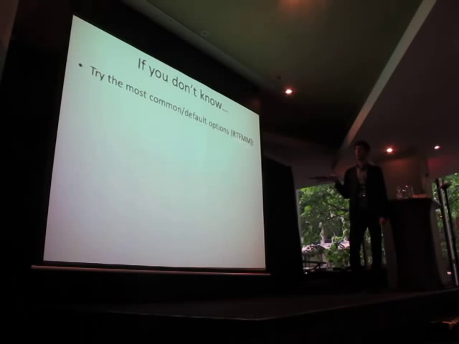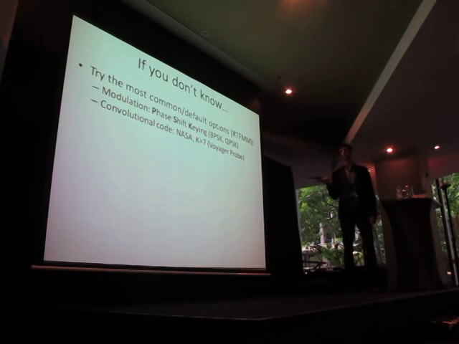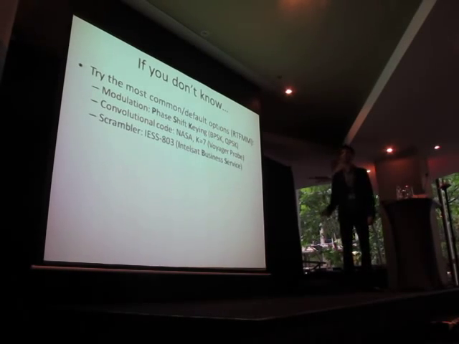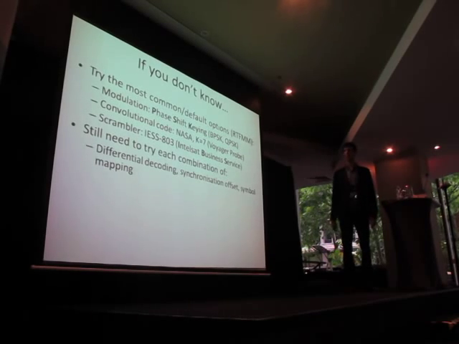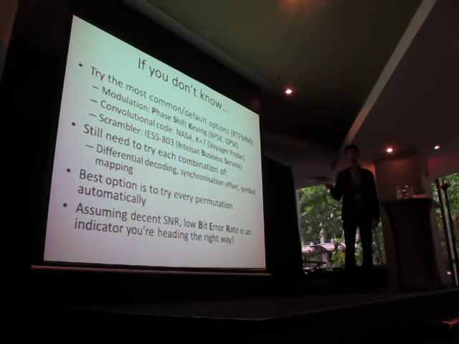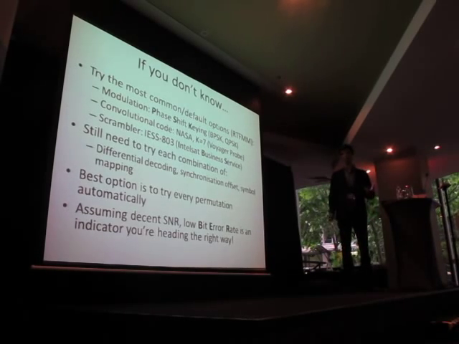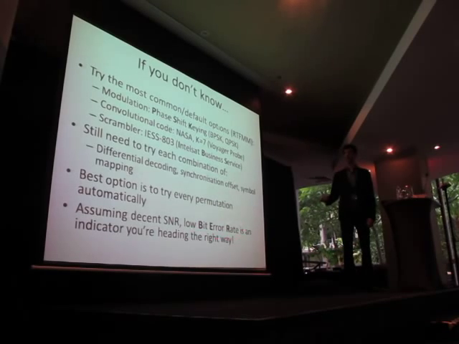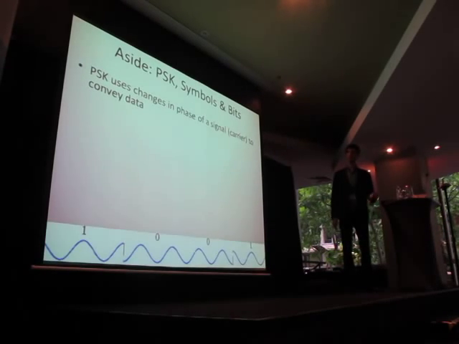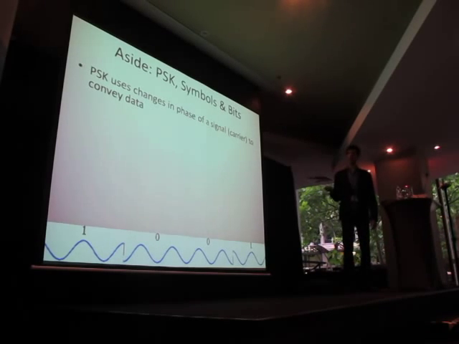So the first thing to do is you read the modem manual. And if you do that, you learn that there are common types of modulation, common convolutional codes used, common scramblers. Code them up and try them out. I did it automatically. And the cool thing is that with the forward error correction, it doesn't matter if you don't know anything about the data after that, you can figure out if you've got the right parameters when your bit error rate is very, very small.